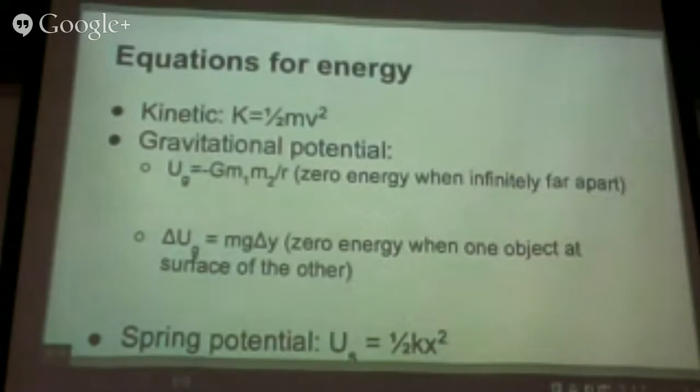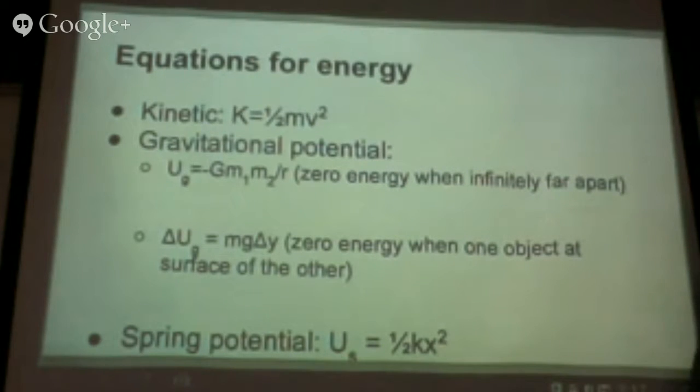We had equations for each type of energy that we dealt with. So for kinetic energy, we did the 1/2 mv squared. That one's usually the easiest equation to work with of the lot. Gravitational potential. Occasionally we had to use this equation up top here.